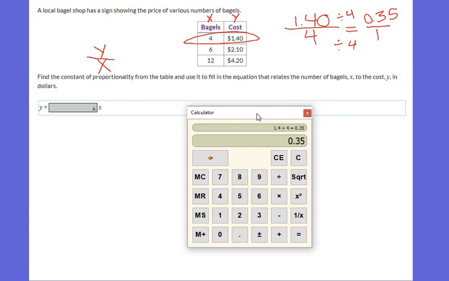So I know what my constant of proportionality is. Do you have to write the over 1 if it's understood to be over 1? No. So this is pointless. I can just write 0.35. 0.35 would be my constant of proportionality. I brought it from 4 to a 1. Whatever I did to the bottom, I have to do to the top, so that's why I did that.